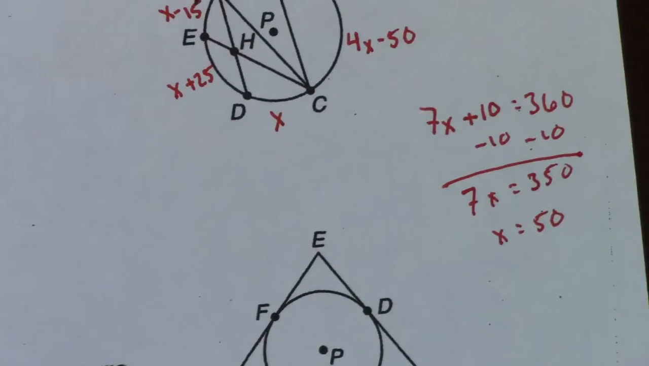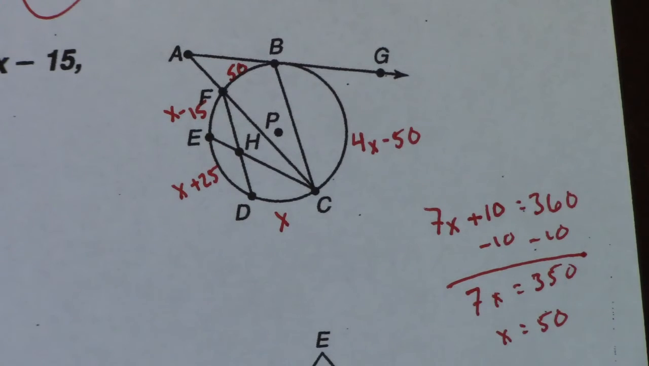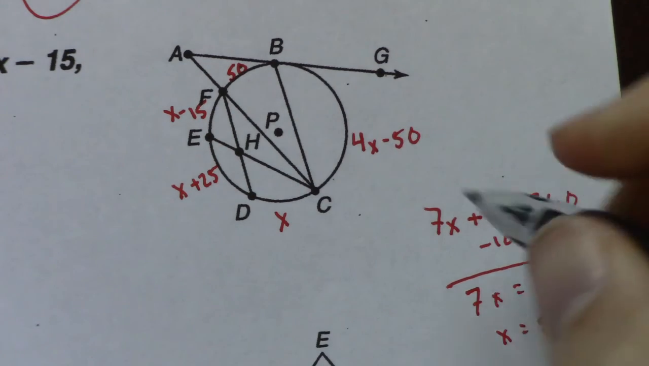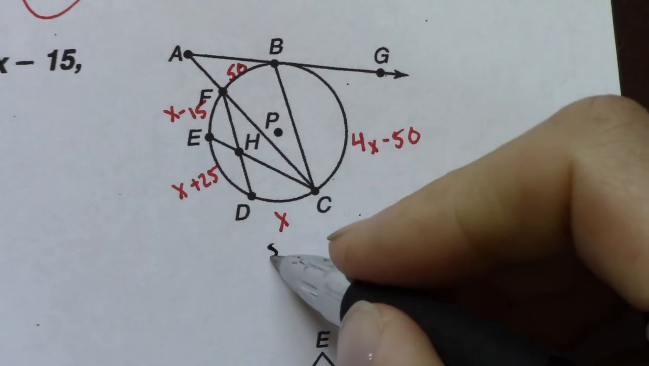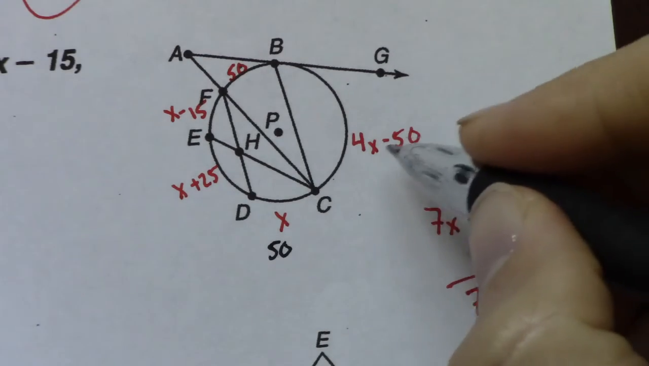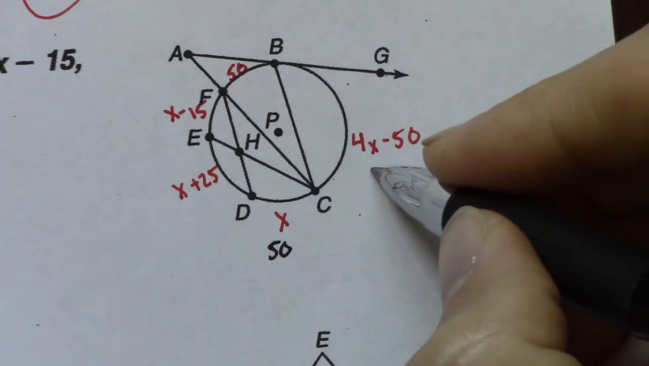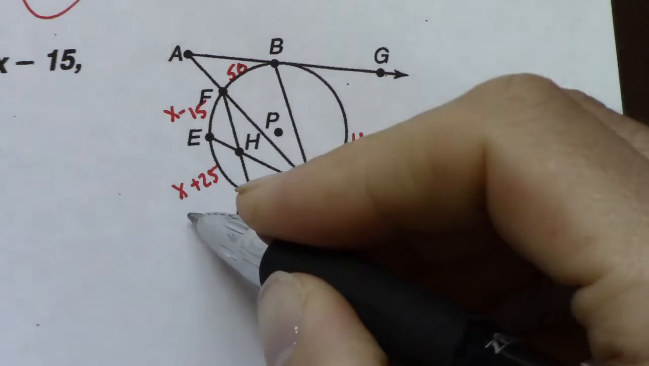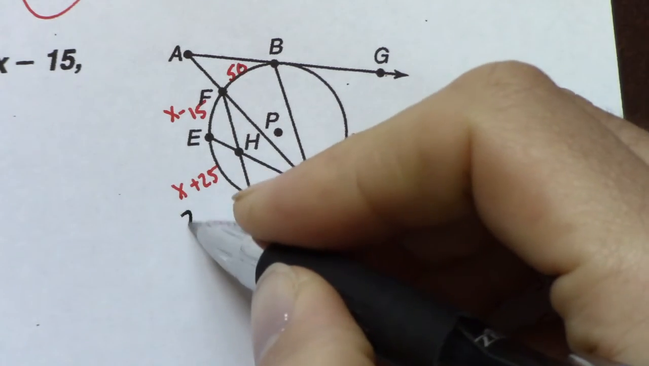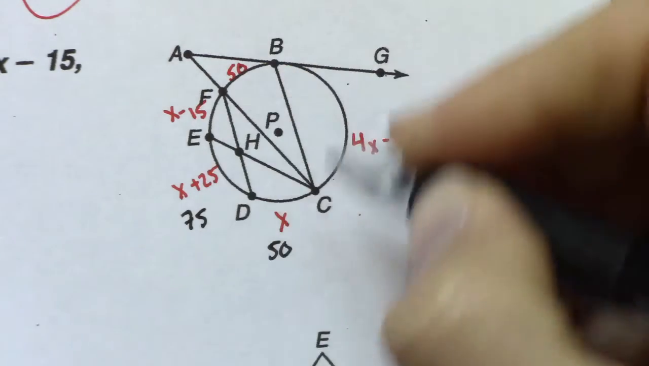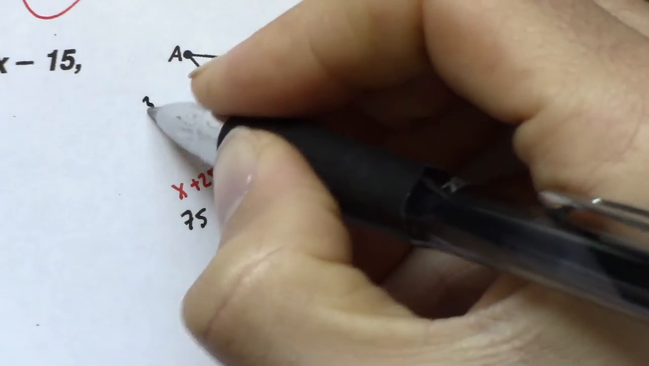So with that, before we even fully jump in, let's just find each of these values plugging in 50. So this one's going to be 50, just plug it in. This is going to be 200 take away 50, that's 150. This is going to be 50 plus 25, that's 75. And it's going to be 50 take away 15, that is 35.